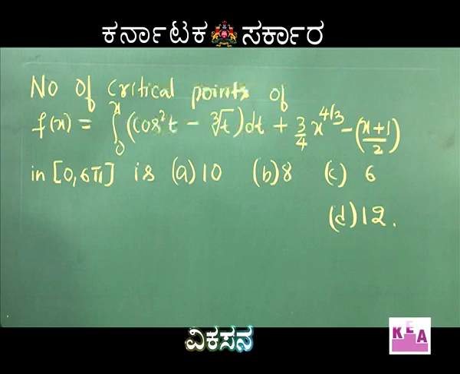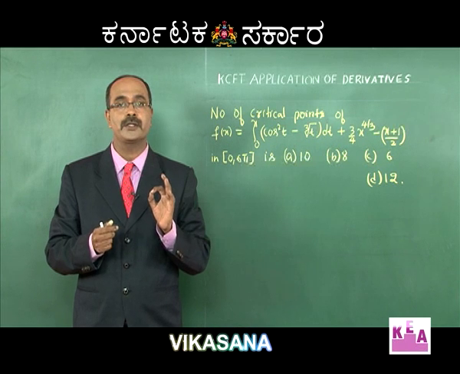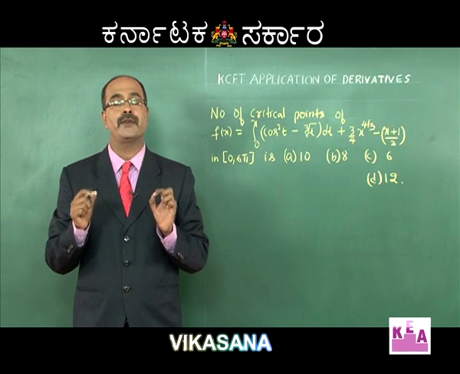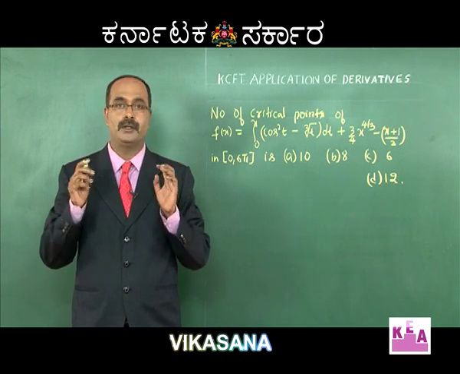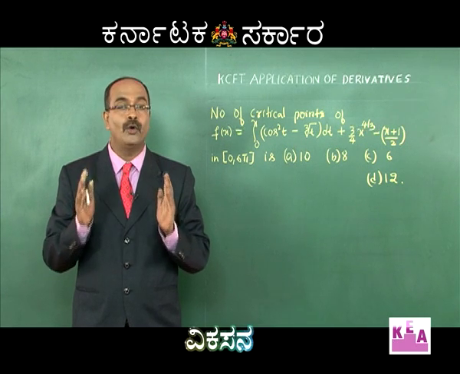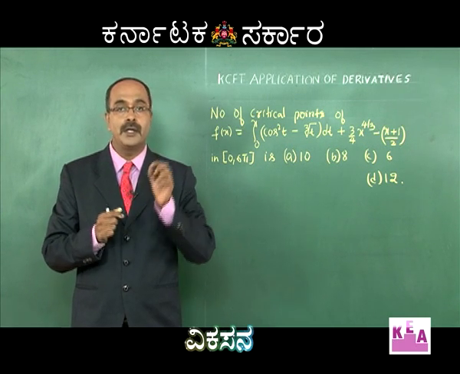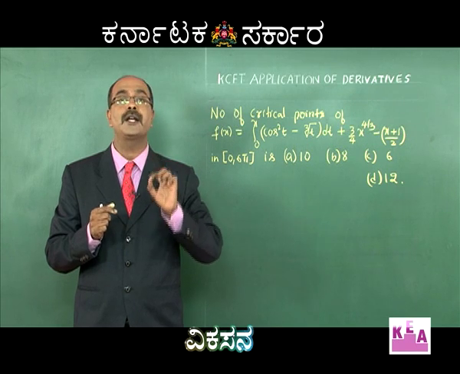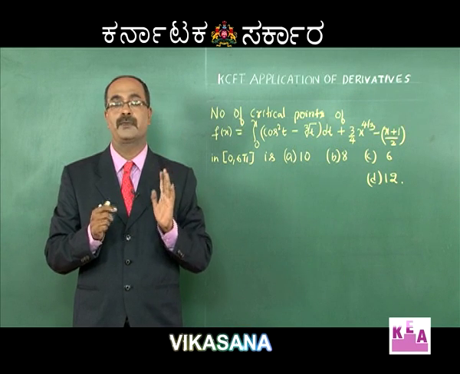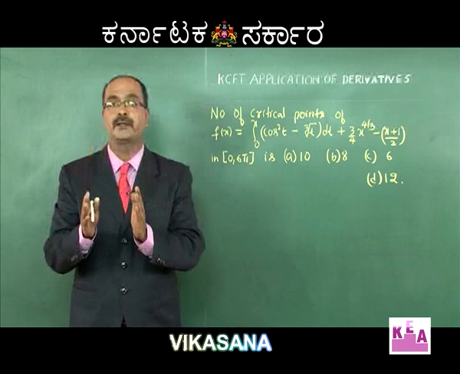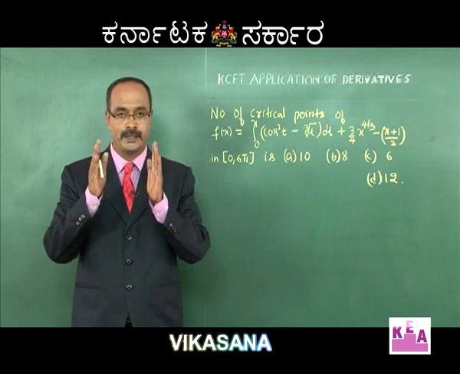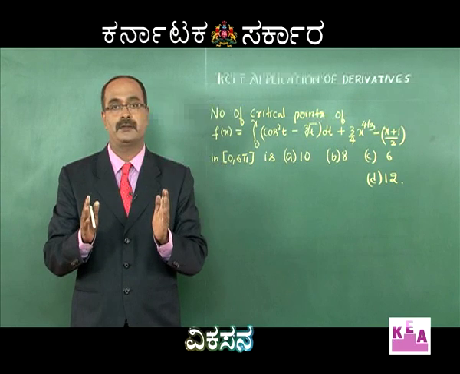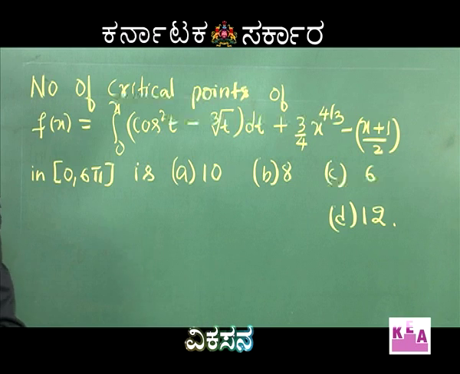To find out critical points, what we do is, we'll just equate f dash of x to 0. Okay, that's fine. Then how to find out f dash of x? Dear students, you should know this. Integral of 0 to x, g of t dt, if I differentiate this, I'll get g of x. I repeat my concept once again.